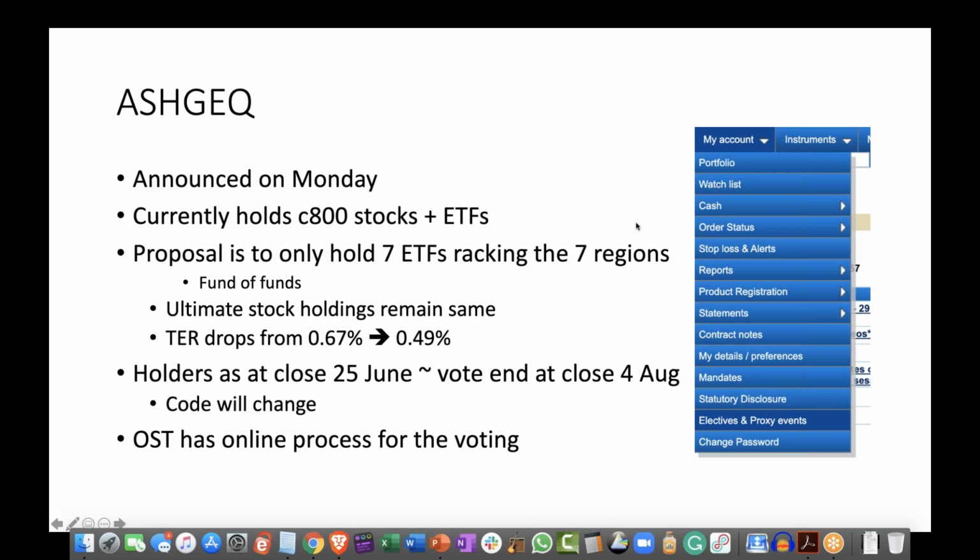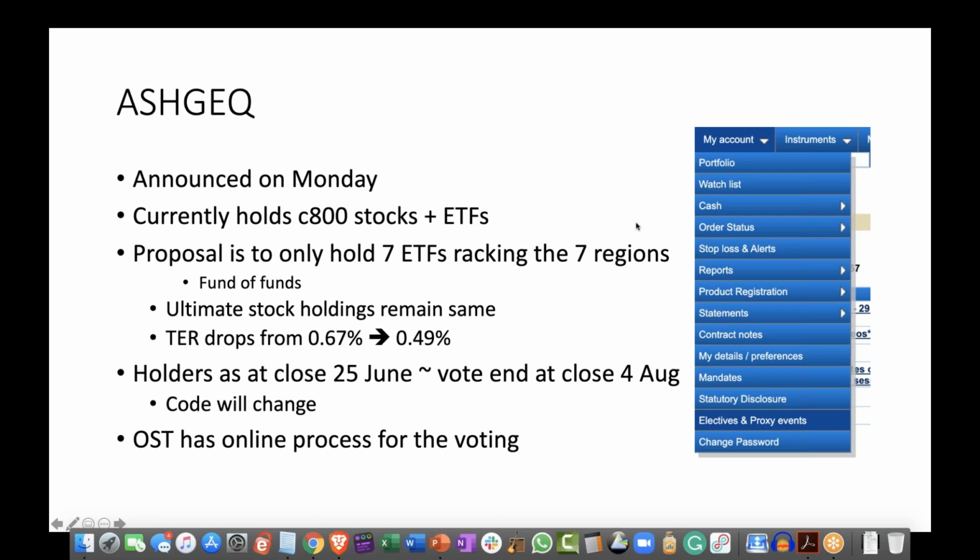Very important for the ASHGEQ, there will be a change to the code. And in fact, the historic data will disappear at the same time, because whilst this is truthfully, in some senses, a fairly small change, in that I'm going to be holding exactly the same 1,200 shares, just with an extra layer of funds in it, practically, it's a fairly fundamental change in that they've gone from a couple of ETFs and 800 shares to now just 7 ETFs. And one of the questions was why the vote? This change looks quite small and of benefit to unit holders. Yes, on a practical purpose, it is quite small because those 1,200 shares remain the same, and it is of benefit to the unit holders.